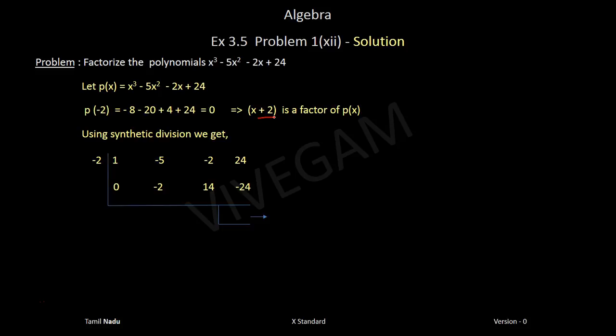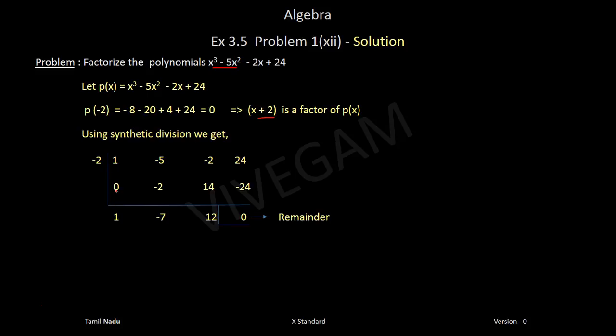So how do you do the synthetic division? Write all the coefficients of this polynomial. So the coefficient of x cubed is 1, coefficient of x squared is minus 5, and coefficient of x is minus 2, and this is 24. Put 0 for the first entry in the second row.